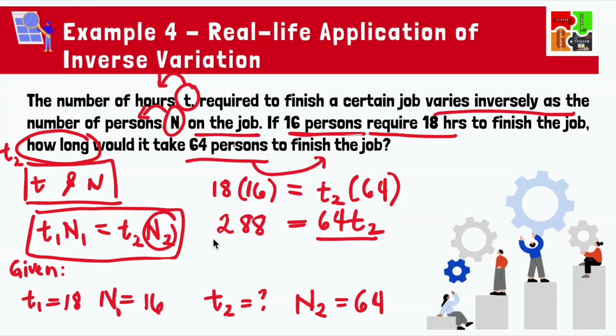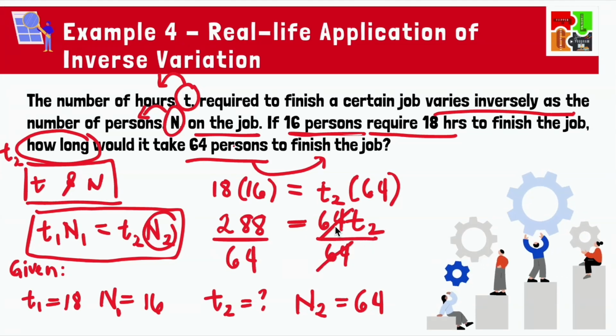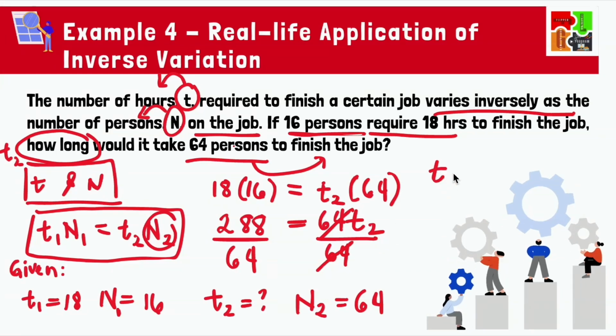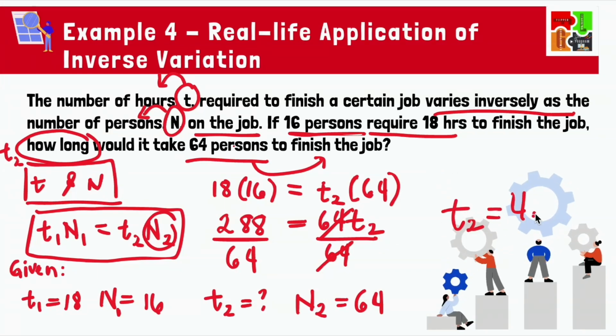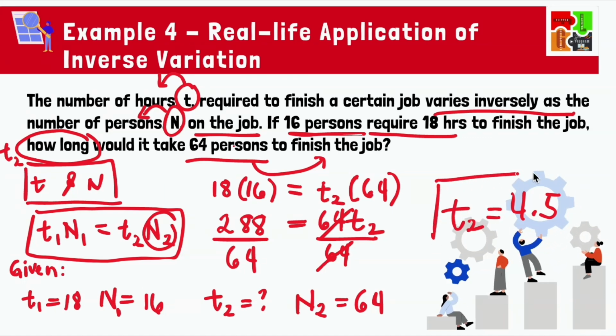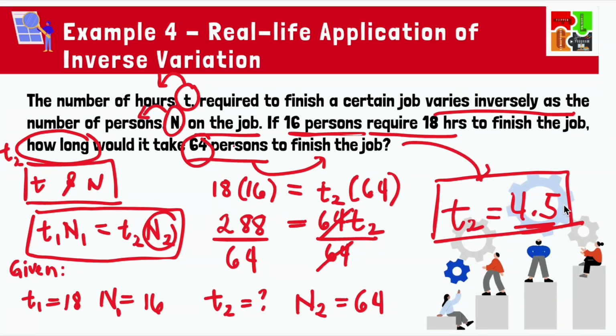Dividing both sides by 64 will give us T's of 2. You can write that down. T's of 2 is equal to 4.5 hours. So, imagine, if more of you worked, 64 of you, the time to finish the job would be faster, which is 4.5 hours. So, the more, the merrier in our example number 4.